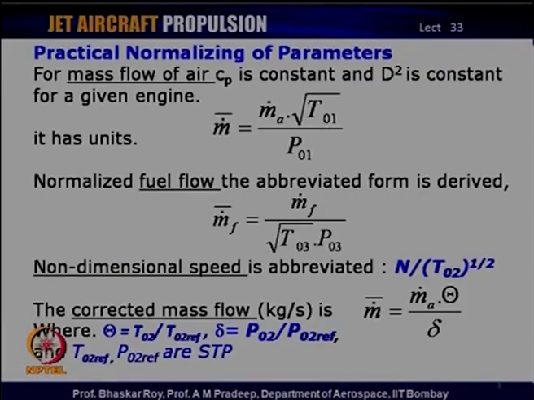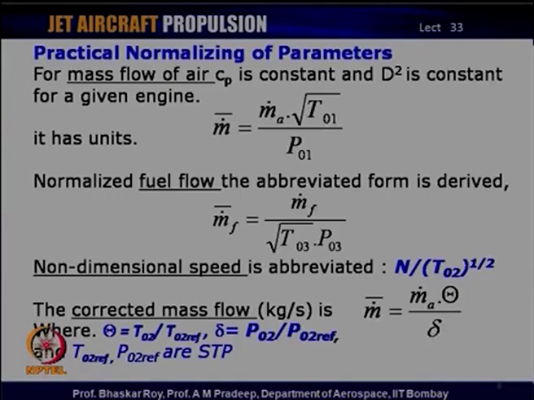Let us take a look at how we go about normalizing the parameters. We had a look at the mass flow of the engine as a non-dimensional mass flow. However, that non-dimensional mass flow quite often is not used, because once an engine is made and once the operating condition is fixed, Cp is constant and d square is constant. Now, d square, we mentioned, is a characteristic area of an engine, typically at the inlet to the engine near the fan, and Cp is the specific heat of the operating working medium.